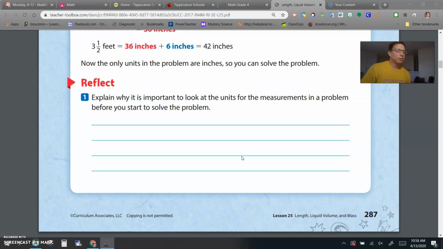Okay, now for the reflection, explain why it's important to look at the units for the measurement in a problem before you solve the problem. You should say you cannot add, subtract, multiply, or divide if they are different units. Because if you add 3.5 feet and treat those as inches, she's not 3.5 inches tall. That'd be like, I don't know, that big.